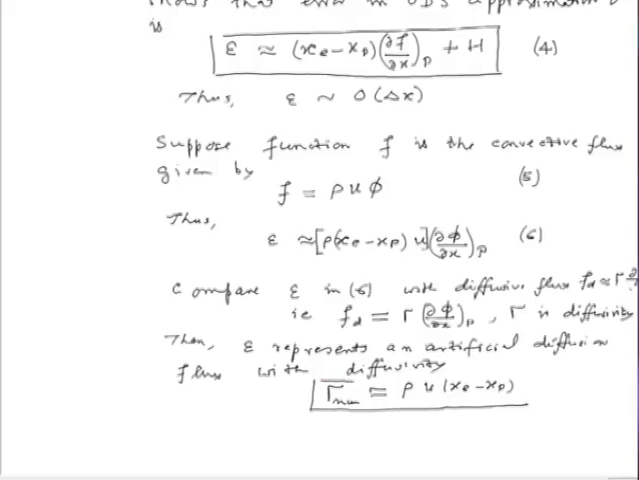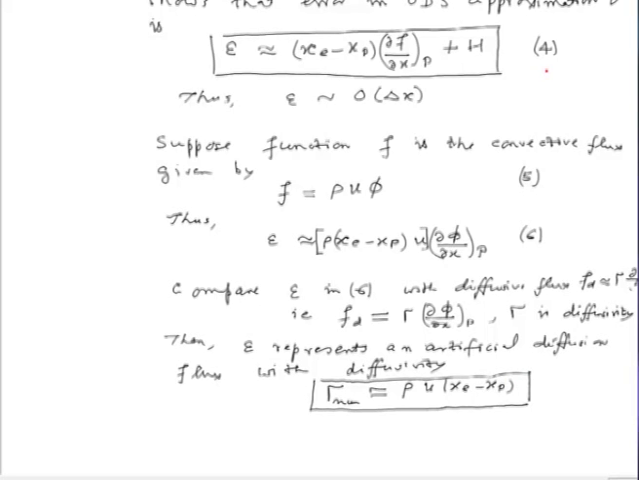So, in essence, use of this upwind interpolation leads to a scheme which is first order accurate. That is what we got from equation number 4, and in addition this scheme introduces numerical diffusion in our solution process, where a numerical diffusion coefficient can be given by rho u into delta x by 2. So, now let us have a look at the further characteristics of this scheme.